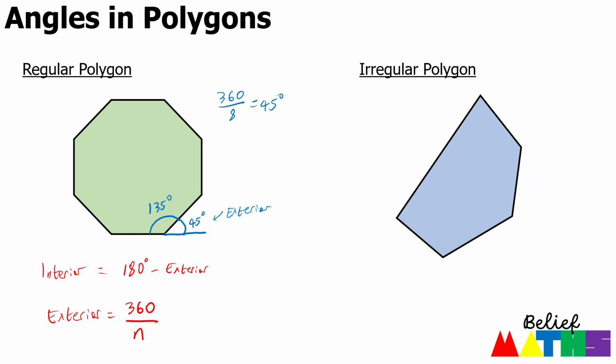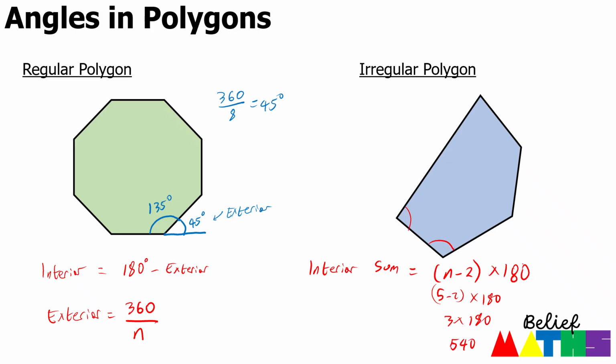But the other thing you could have, which works for both, is the interior sum. That's all of them added up. That's going to be n minus 2, remember n is the number of sides, multiplied by 180. So in this case I've got 5 sides, 1, 2, 3, 4, 5, so I would do 5 minus 2 times 180, which is 3 times 180, which is 540. So if I add up 1, 2, 3, 4, 5, they will all add up to give me 540 degrees. The same thing would work on my regular polygon.